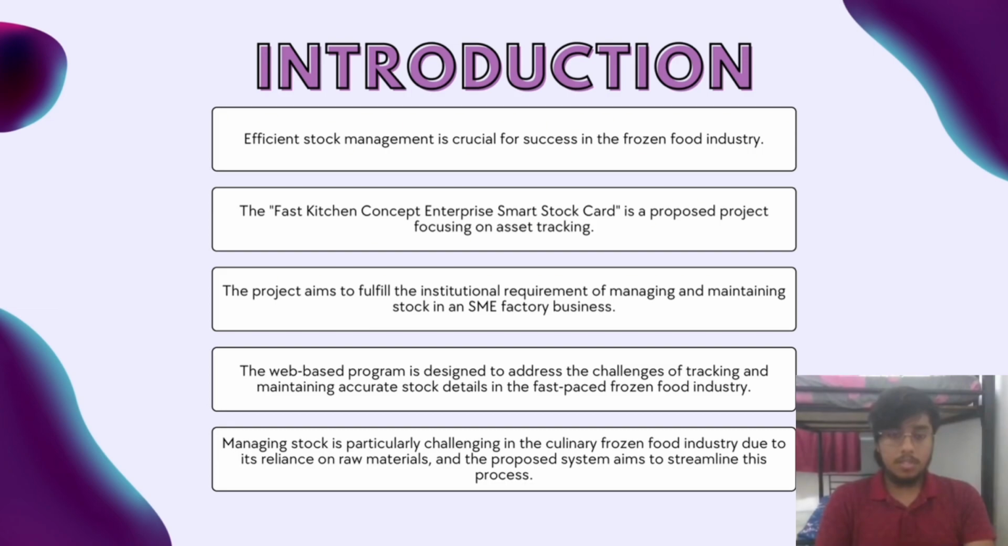As for the introduction, efficient stock management is crucial for success in the frozen food industry, and the Fast Kitchen Concept Enterprise Smart Stock Card is a proposed project focusing on asset tracking. The project aims to fulfill the institutional requirement of managing and maintaining stock in SME factory businesses. The web-based program is designed to address the challenges of tracking and maintaining accurate stock details in the fast-paced frozen food industry. Managing stock is particularly challenging in the culinary frozen food industry due to its reliance on raw materials, and the proposed system aims to streamline this process.